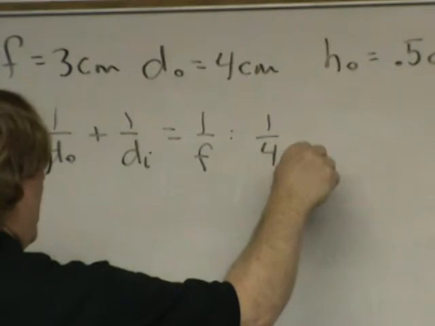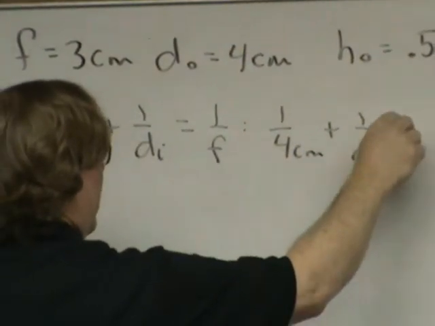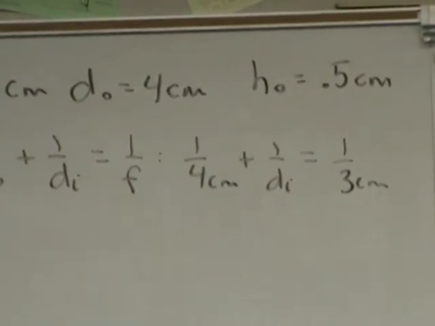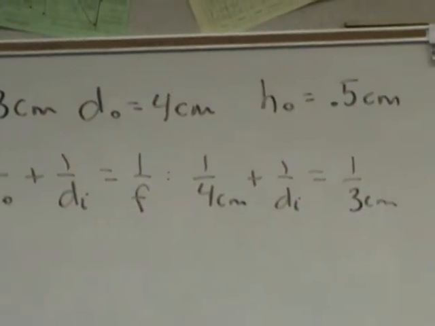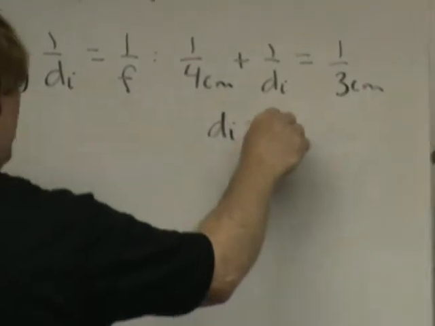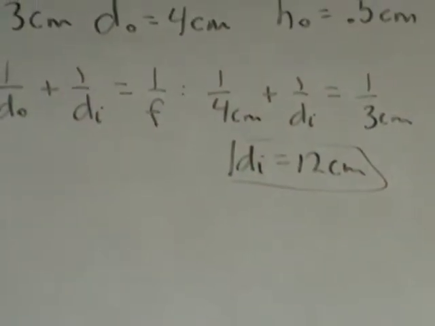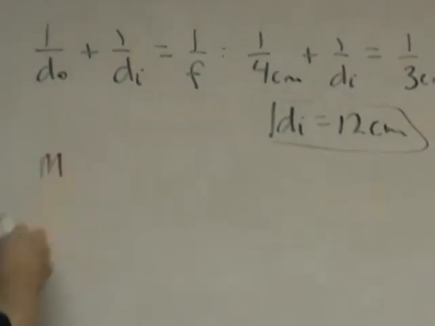You plugged in 4 centimeters for d sub O and 3 centimeters for F, and you ended up with a d sub I equaling 12 centimeters. Great. Then you use the magnification equation.